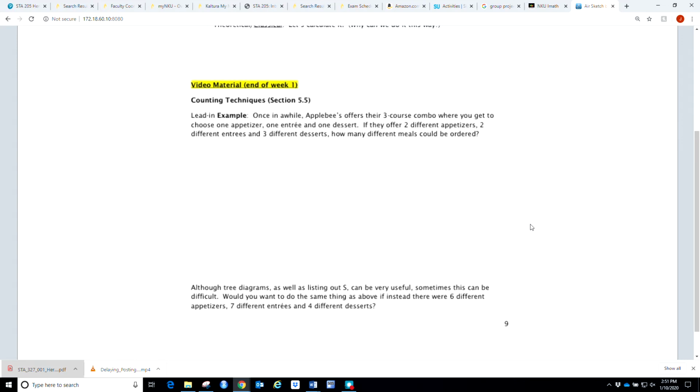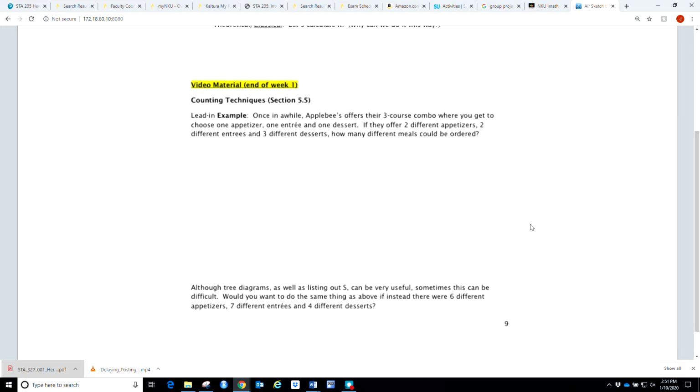So we're looking at Applebee's when they offer their 3-course combo. For your 3-course combo, you get to choose an appetizer, an entree, and a dessert. So suppose they offer 2 different appetizers, 2 different entrees, and 3 different desserts. How many possible meals are there that could be ordered?